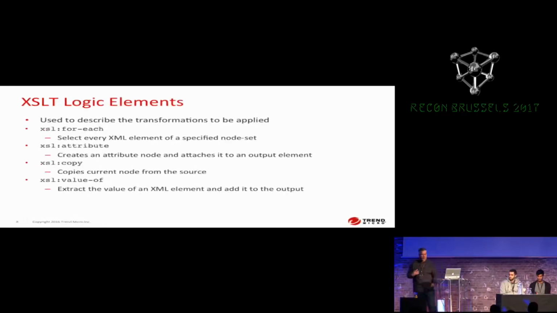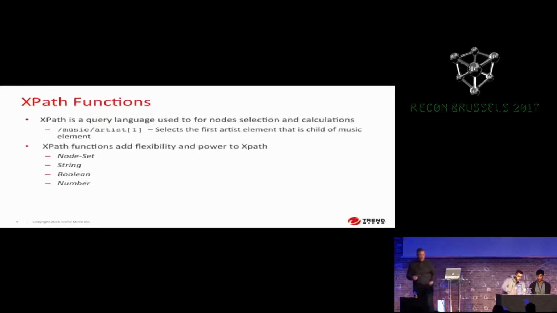But what's important about XSLT are the logic elements that exist that do processing. And these logic elements are used to describe the transformations that are going to be applied to the XML that it's transforming. So we have things like for-each, which will select every XML node inside of a node set and perform processing on it. There's xsl:attribute, which will create an attribute on an output node. There's copy, which will copy a node and put it to the output. And there's value-of, which will actually select the value of the XML node and print it out into the output.